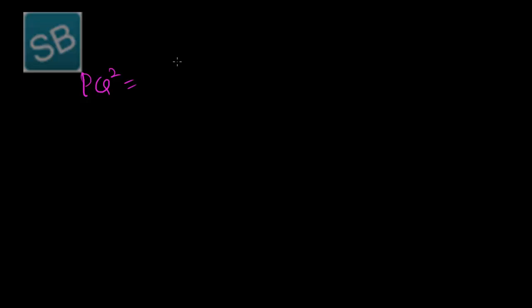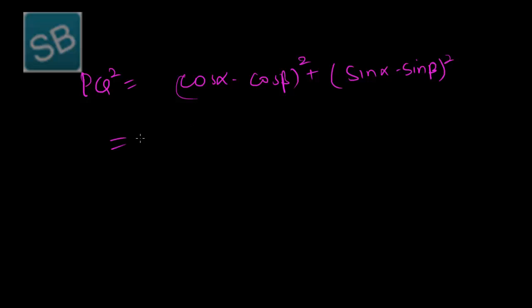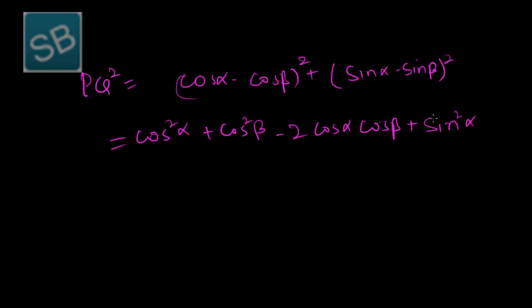So we have to take PQ square, which means the square root is not there. So we take x1 minus x2 whole square plus y1 minus y2 whole square. Now we will use the formula of the square, that is a minus b whole square equals a square plus b square minus 2ab, plus a square plus b square minus 2ab.